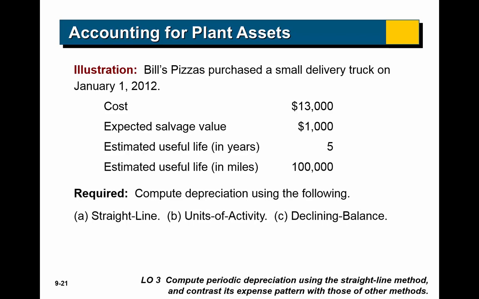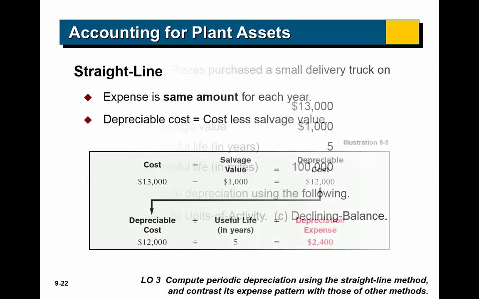All right, so here's an example. Bill's Pizza purchased a small delivery truck on January 1st, 2012. The truck costs $13,000, has an expected salvage value of $1,000 at the end of its useful life. It has an estimated useful life of 5 years, and an estimated useful life in miles of 100,000 miles. So we'll talk about the different ways we can depreciate or recognize the expense of this truck over its useful life. The first is the straight line method.